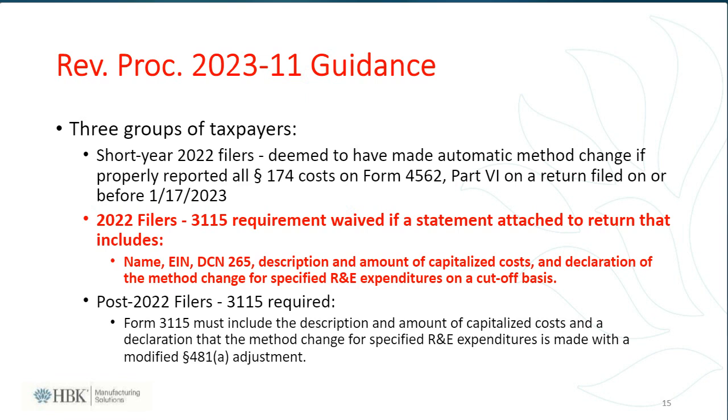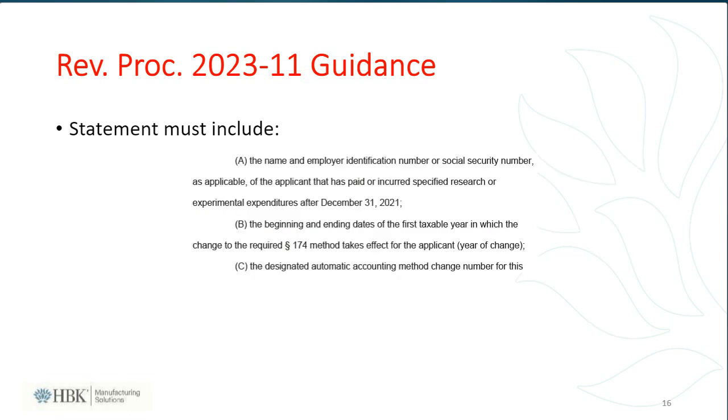Now, post-2022 filers will have to file a Form 3115, and it won't be made under the cutoff basis. It'll be made under a 481(a) adjustment. But that's all the procedural guidance that we have out there right now. And here's a copy of the statement. I copied this right out of the revenue procedure.